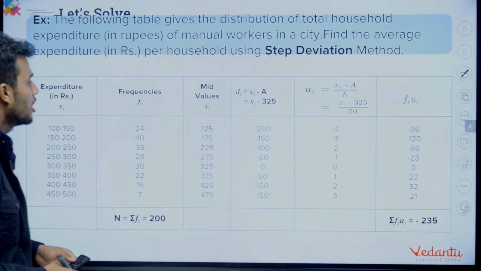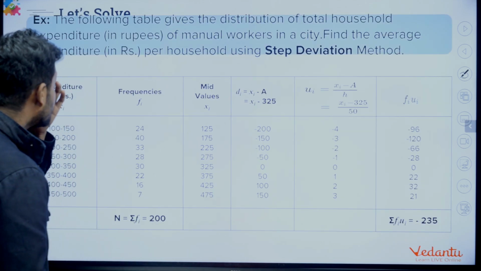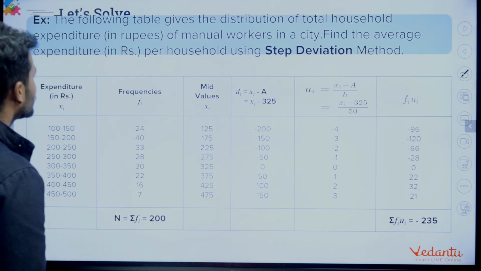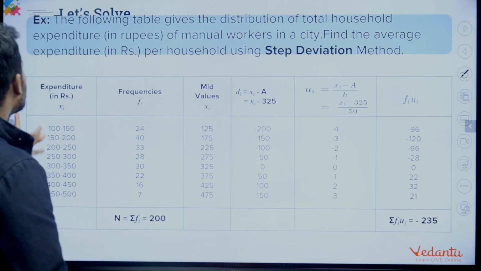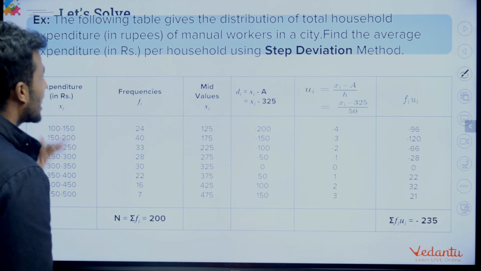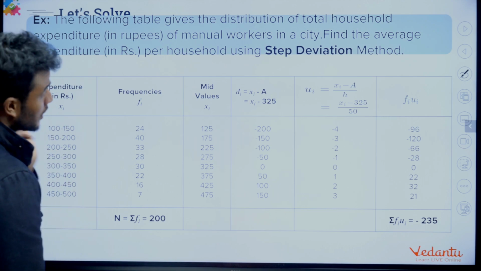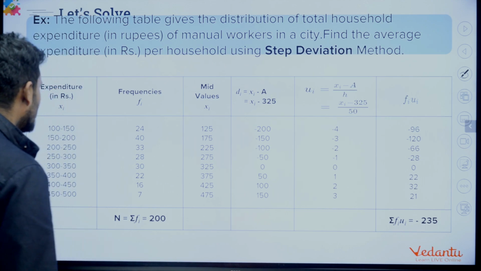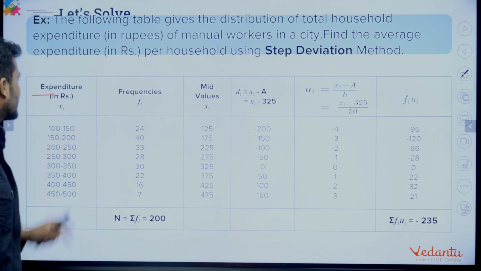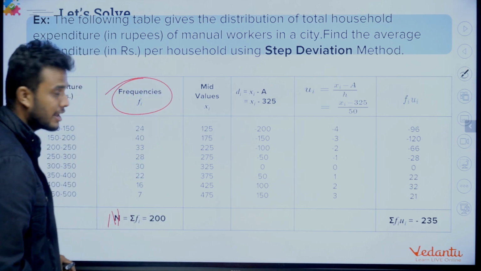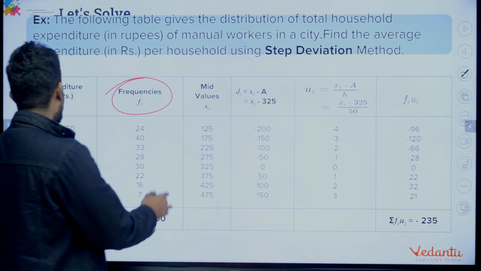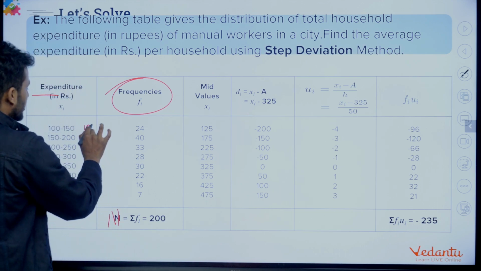Let's solve some problems. First question. The following table gives the distribution of total household expenditure in rupees of manual workers in a city. Find the average expenditure in rupees per household using the step deviation method. They already give the expenditure, frequency is there. N is nothing but summation of frequency. It's already done. Mid values, 100 plus 150 by 2.